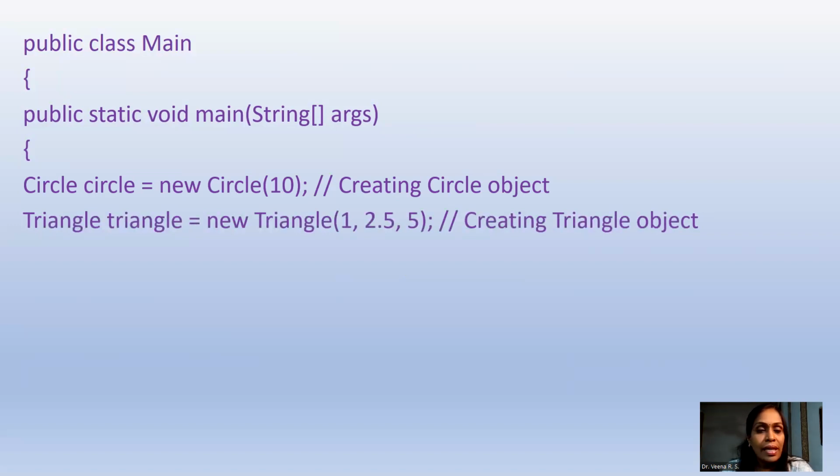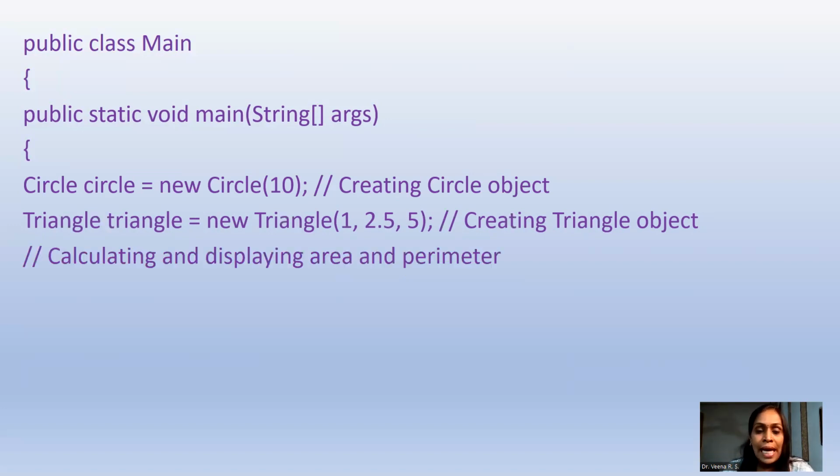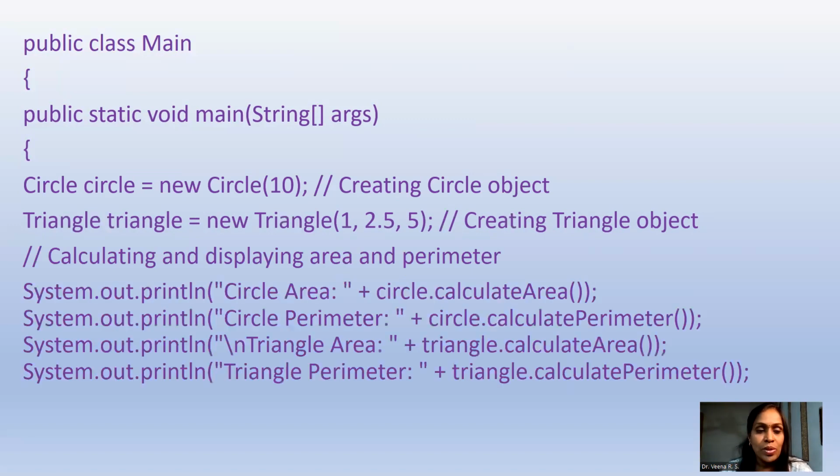We have created one triangle object for which we are passing three different sides: side 1, side 2, and side 3. And after creating the objects of these shapes, that is circle and triangle, we will calculate the area and perimeter of both the shapes and display those.